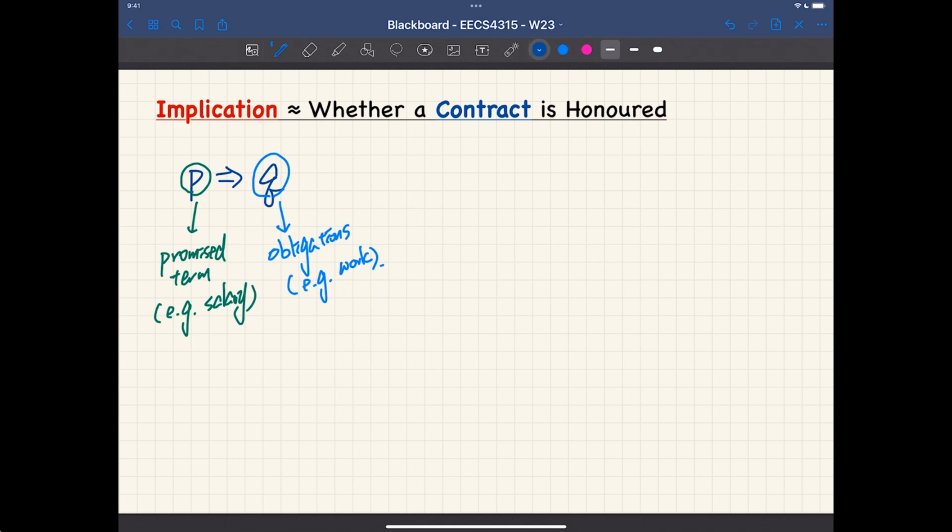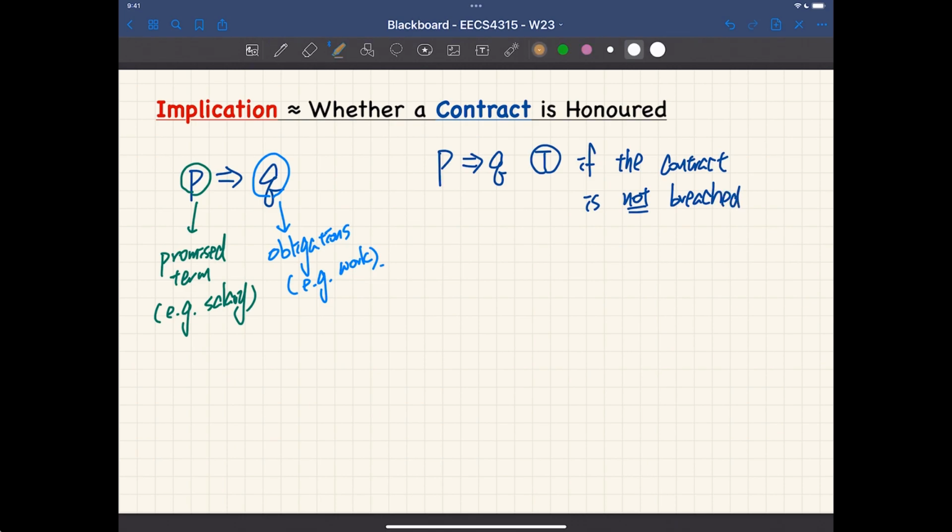The simplest case will be, so now you want to think about P implies Q. We say that this will be true if the contract is not breached. So that's how I use this example here to remind myself about the truth table. Just remember this principle. If the contract itself is not breached, then implication should evaluate to true. Let's talk about different cases.